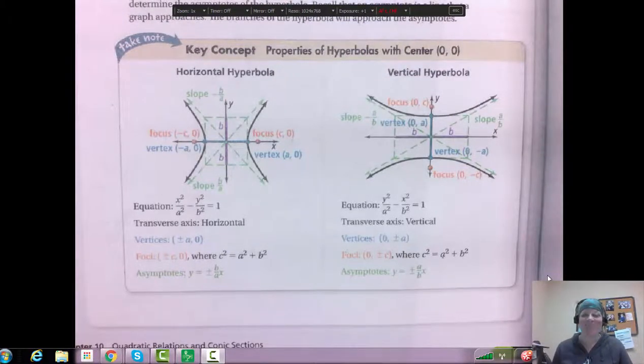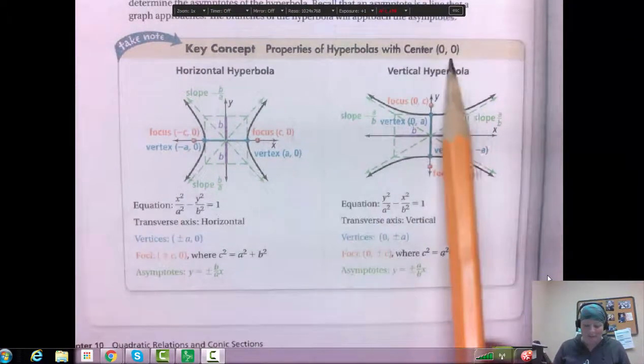Hi everyone. We're getting further into conic sections here, and this is section 10.5, which covers the hyperbola. I feel like we can do a quick lecture to help you with the equation for this one, but they're all so similar that you're probably getting pretty good. Remember, this is a center of 0, 0.